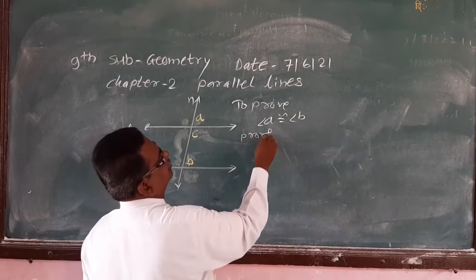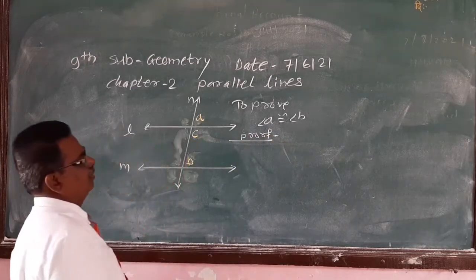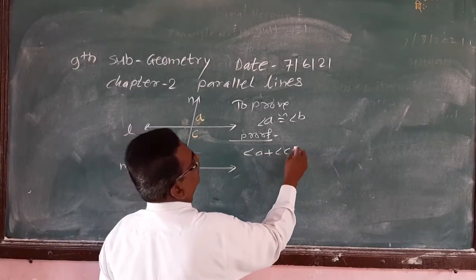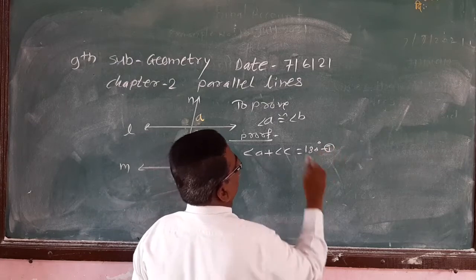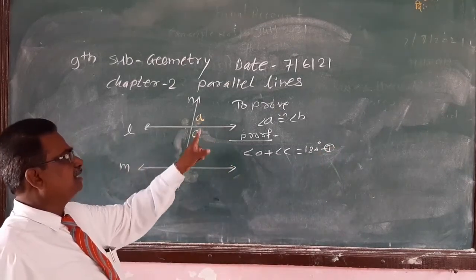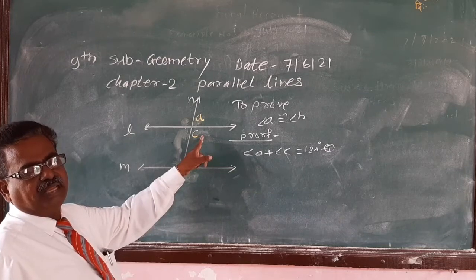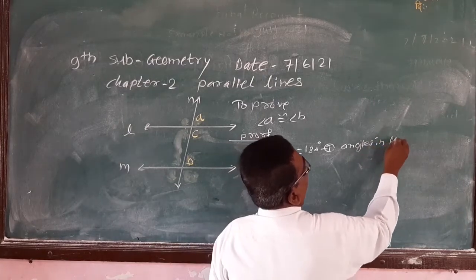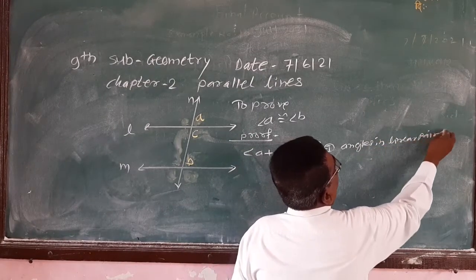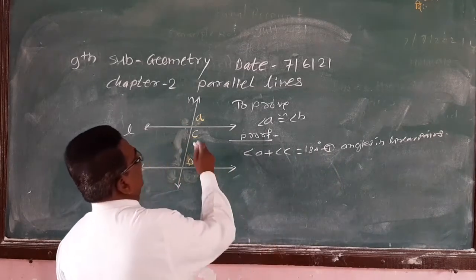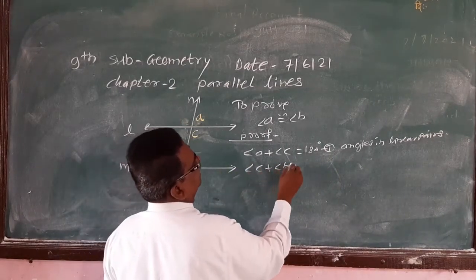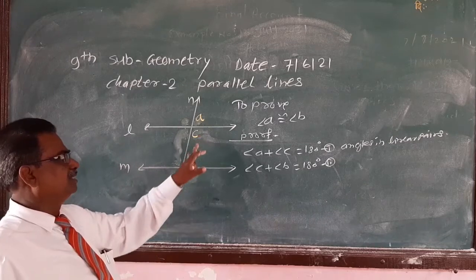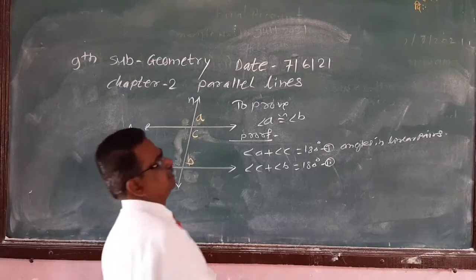Proof: angle A plus angle C is equal to 180 degrees. Statement number 1. Because A and C are angles in a linear pair. Angle C plus angle B is equal to 180 degrees. Statement number 2. Because these are interior angles.